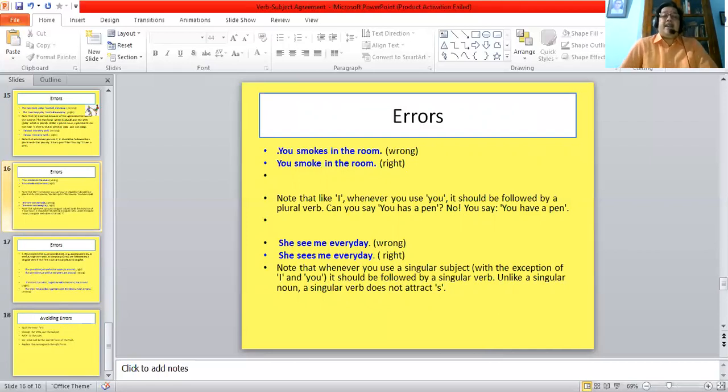Okay. Whenever you have a singular subject, with the exception of I and you, it should be followed by a singular verb. So unlike a singular noun, a singular verb does not attract s. Of course it doesn't. So "she see me every day." No, that is incorrect. It will be she sees me every day. But if I have a plural subject, they see me, then it will be they see me, but not sees.